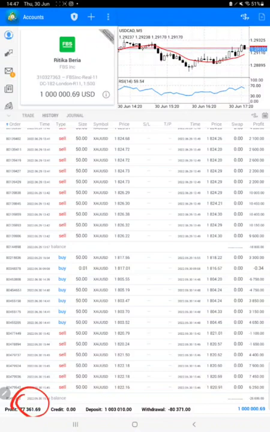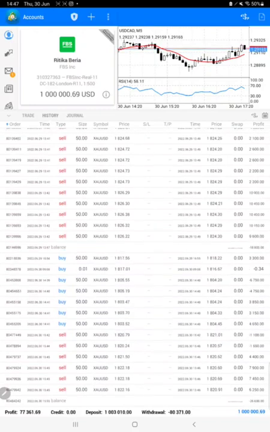And the customer, from time to time, is withdrawing the profit. So you see here, the customer withdrawn, and total withdrawal is 80,371. And as of now, the current capital available in this account is precisely 1 million.